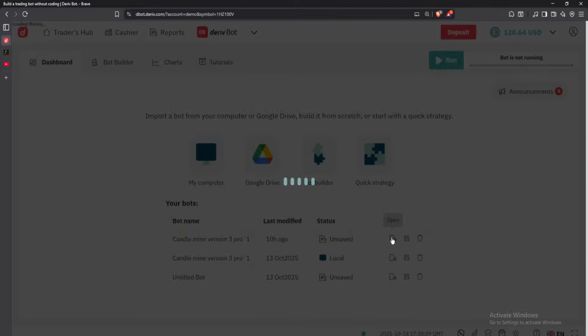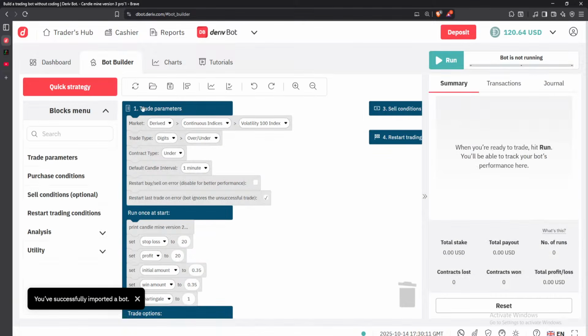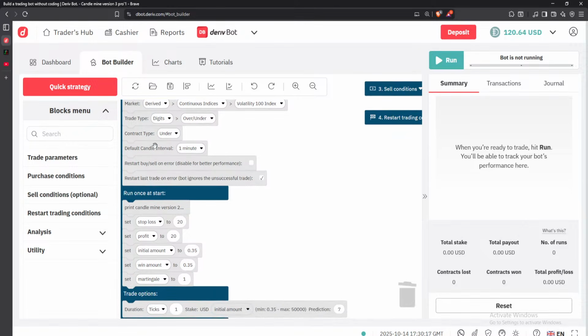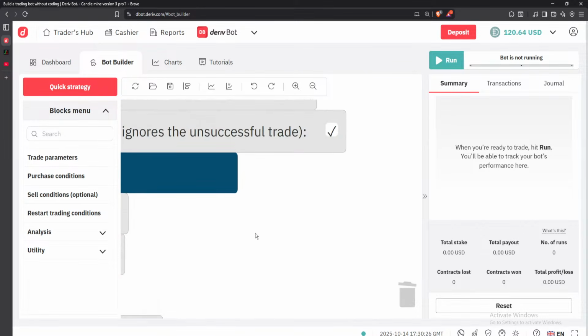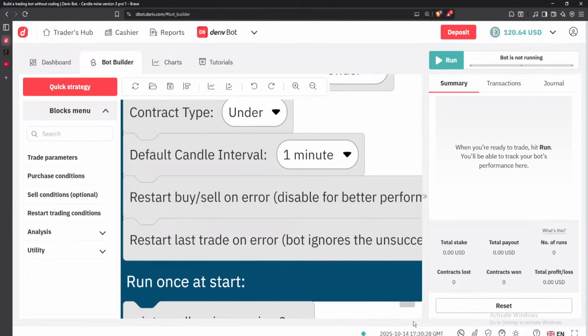Now, let me select the Candlesticks version 3. I want to show you something whenever it comes to using a bot. In the bot, you have the different sections. Most bots have this section, the default candle interval. Most bots are set to 1 minute. Most people don't know what this means. Let me zoom in so that you can see. As you can see, this part here, default candle interval 1 minute.